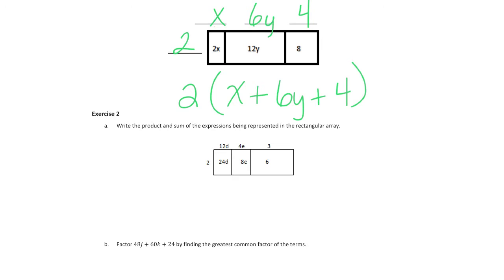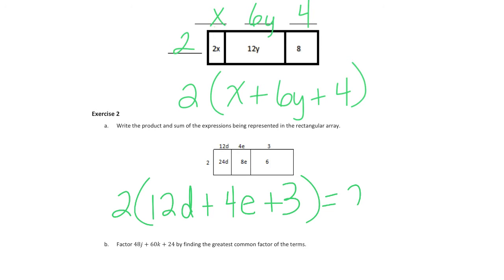Okay. On the next one, the picture is done completely. It's just asking you to write the product and sum of the expressions being expressed in the rectangular array. And so we have 2 times 12d plus 4e plus 3 is equal to 24d plus 8e plus 6. And the reason we really work through to make sure we understand all these equivalent expressions is because there's going to be times where one form is better to use than the other.